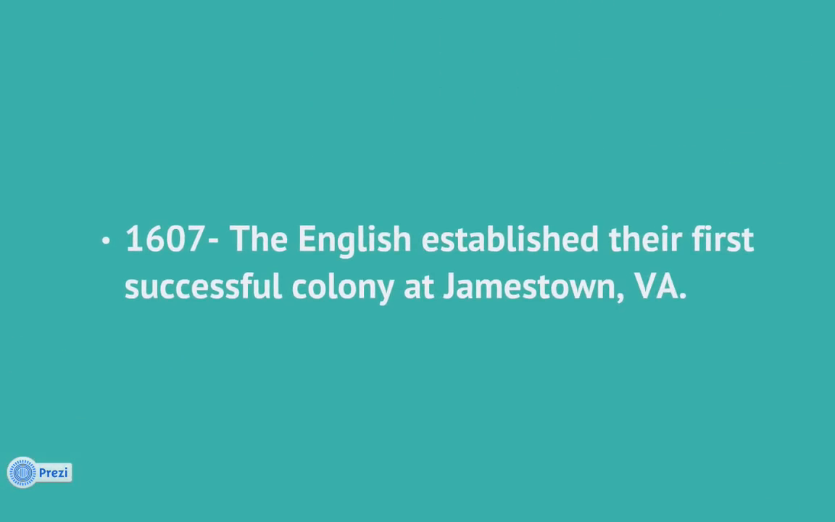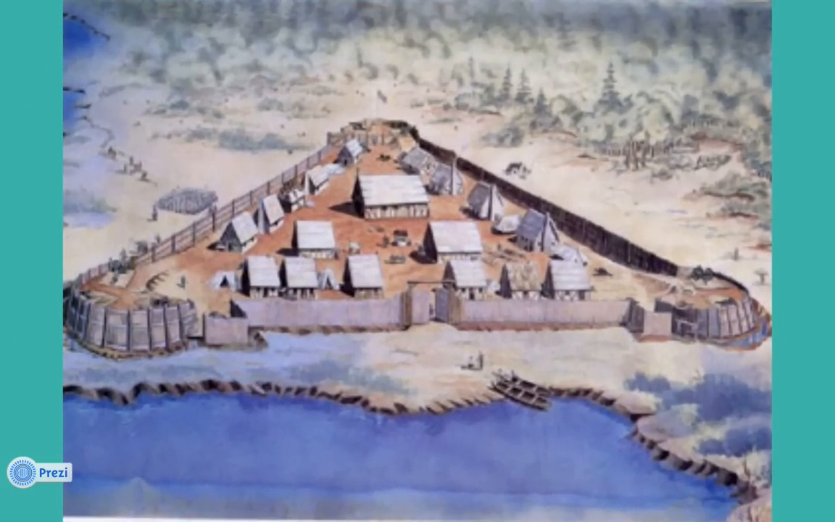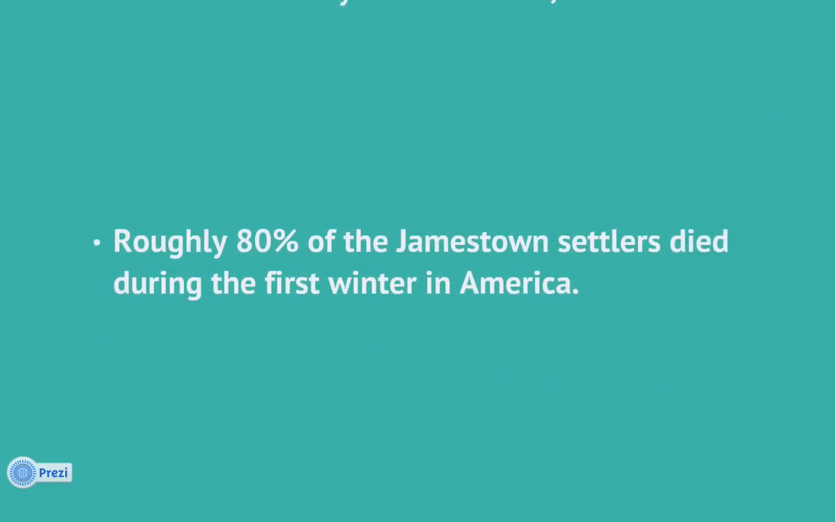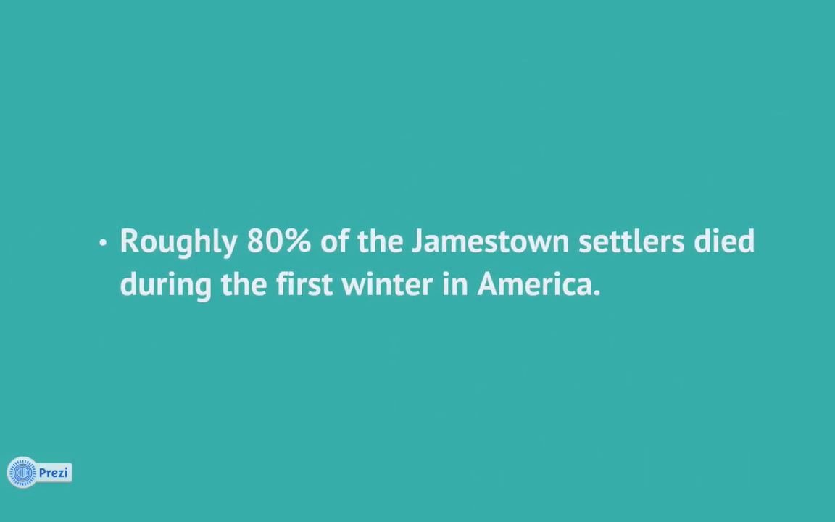There's the link. So by 1607, though, the English do establish their first successful colony at Jamestown, Virginia, which in 2007, Queen Elizabeth II, I believe, visited because it was settled by the English. But they were the first successful colony. Here's what it looks like. It's a little painting. Roughly 80% of the Jamestown settlers, though, did die during the first winter in America.